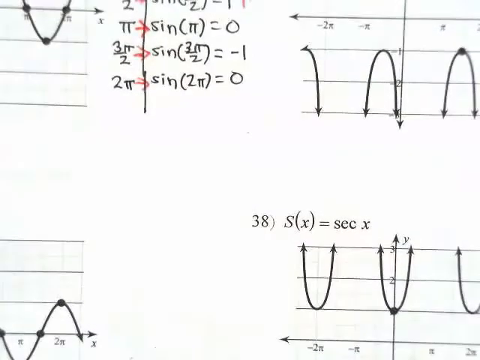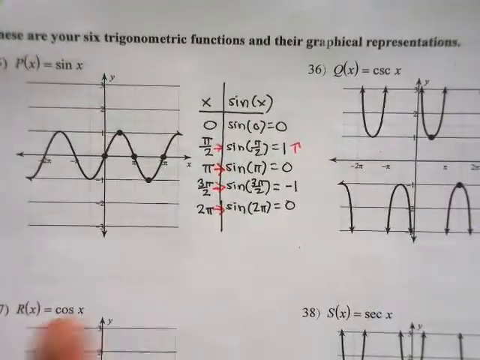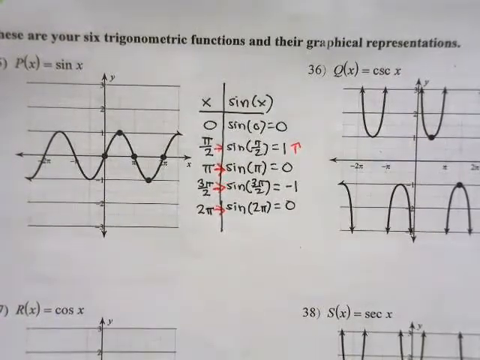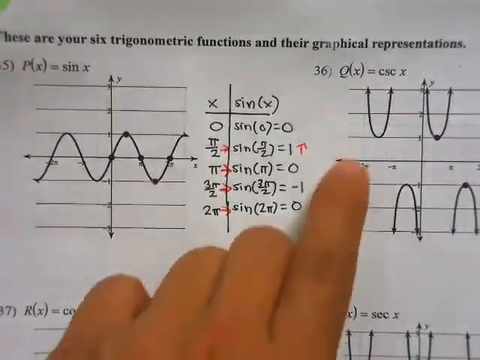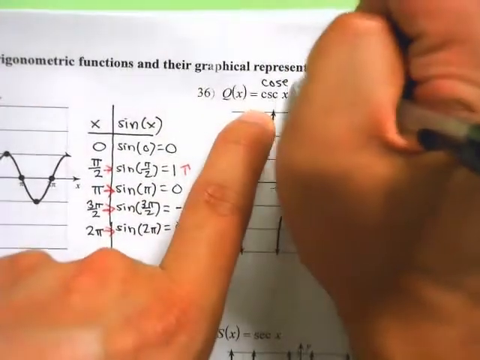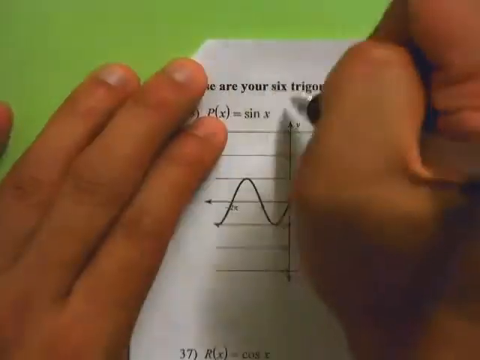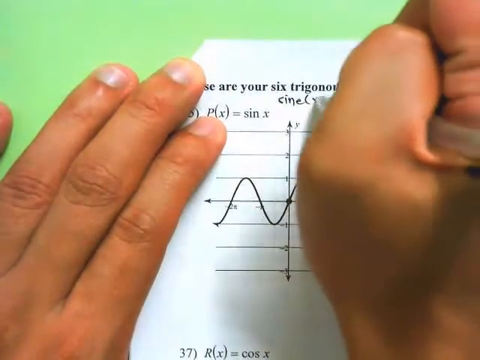Cosine and tangent, but in just a little bit. There's a reason why I put 35 together along with 36, because one easier way to get the cosecant graph is based on the sine graph. Okay, so this is cosecant of x, and this is your sine of x over here.